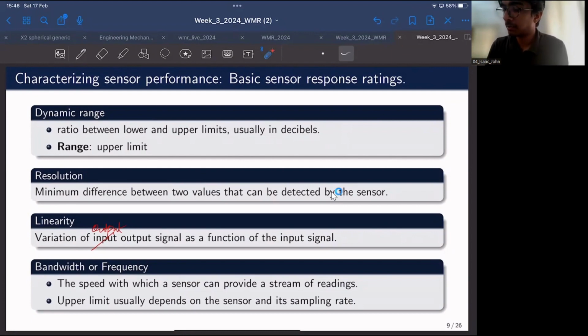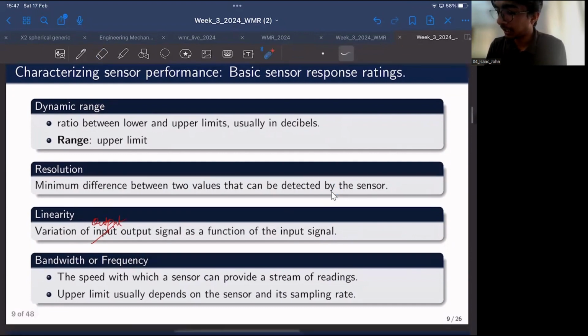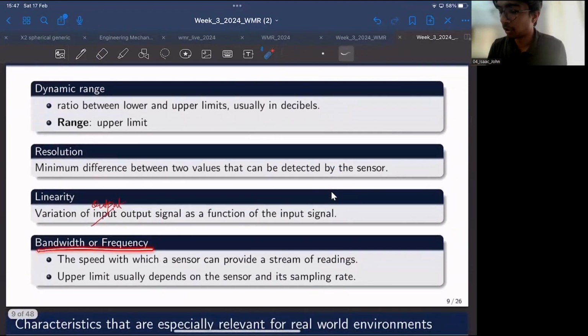All these things come under linearity of the sensors. And yeah, the next aspect is bandwidth or frequency. So this is even more familiar to us. It's nothing but the speed at which a sensor can provide a stream of readings. We often associate bandwidth with the speed of our internet connection.